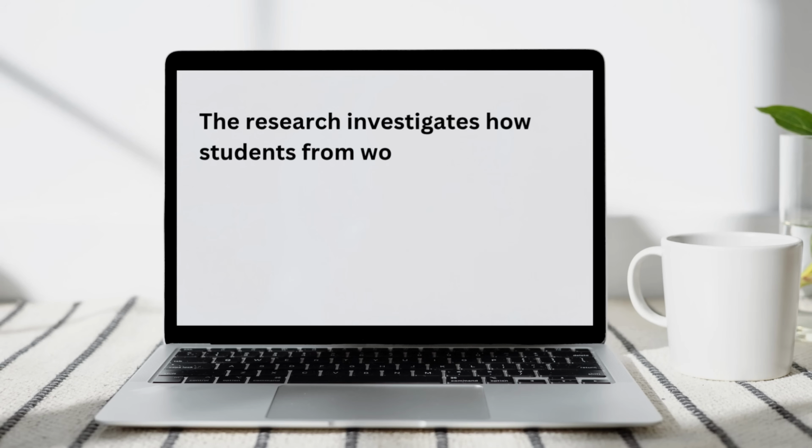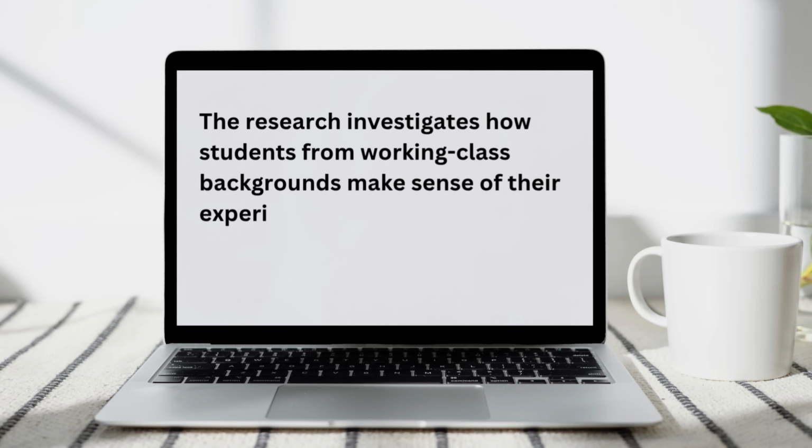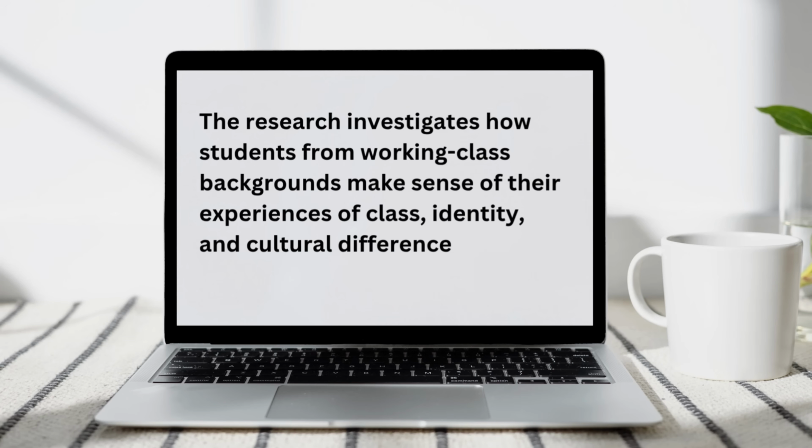Next up, the research questions or aims. What is it that you're trying to find out or better understand? Here's an example. The research investigates how students from working class backgrounds make sense of their experiences of class, identity, and cultural difference within the university setting. Keep it sharp, keep it specific. Don't try to cram your entire thesis in here. You just need to spotlight the bit that you're talking about.